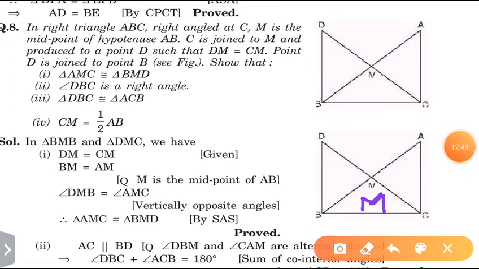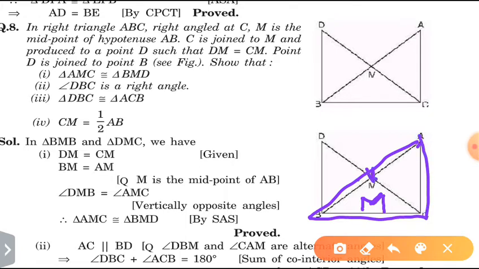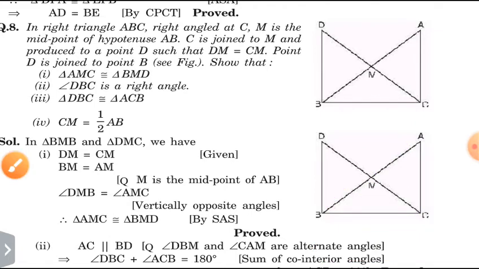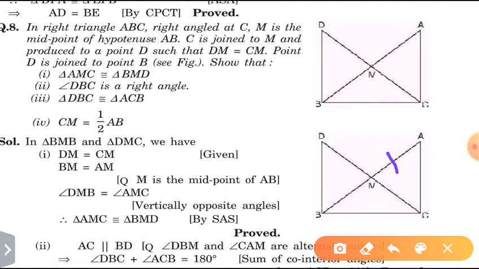This is the last question of this exercise. I will explain it briefly because we have less time. You can see that triangle ABC is a right angle triangle, and M is the midpoint, which I have written. That means AM is equal to BM, and similarly we are given DM equal to CM.